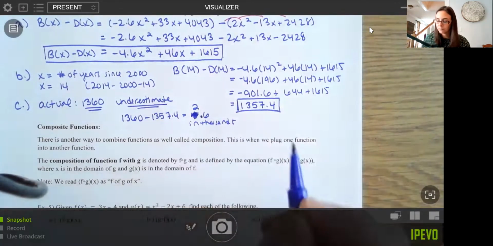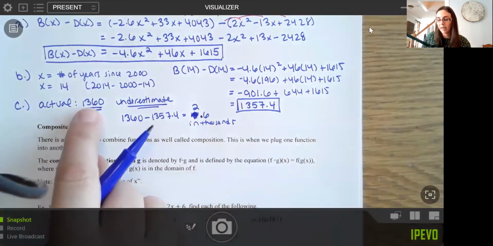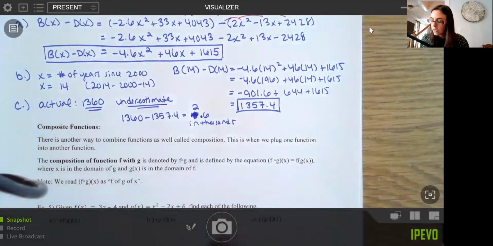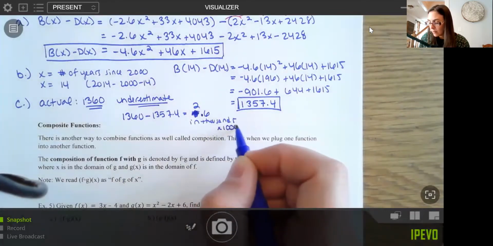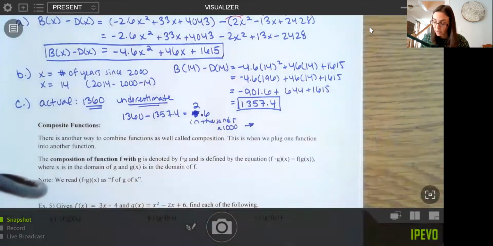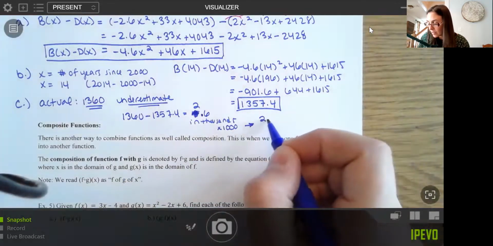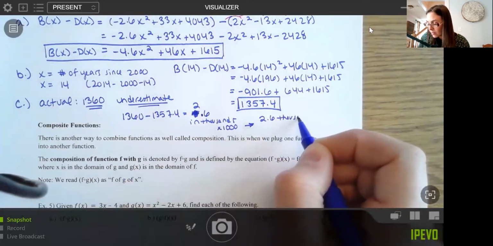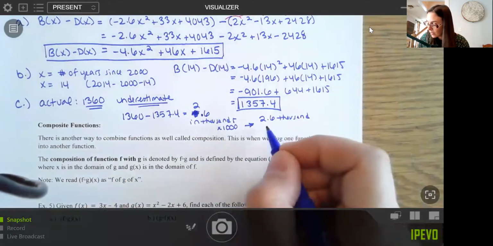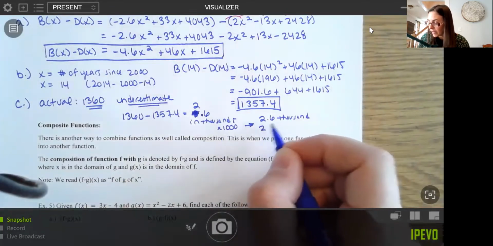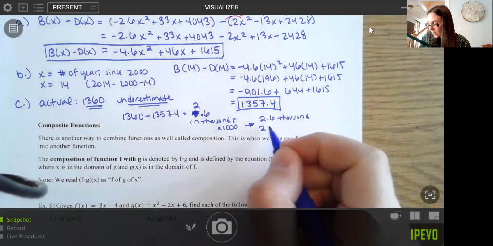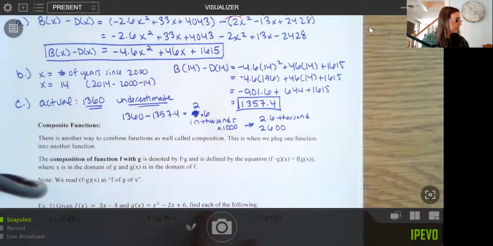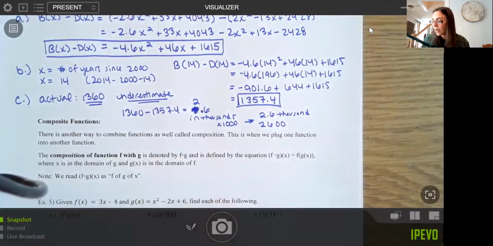So it's not just 1360, but actually 1360,000. So how do you fix that? All you need to do is multiply your answer by 1,000. So you could either write 2.6 thousand, or we could write this as 2.6 and then multiply it out and get 2,600 here. Okay, so we're off by about 2,600 people.